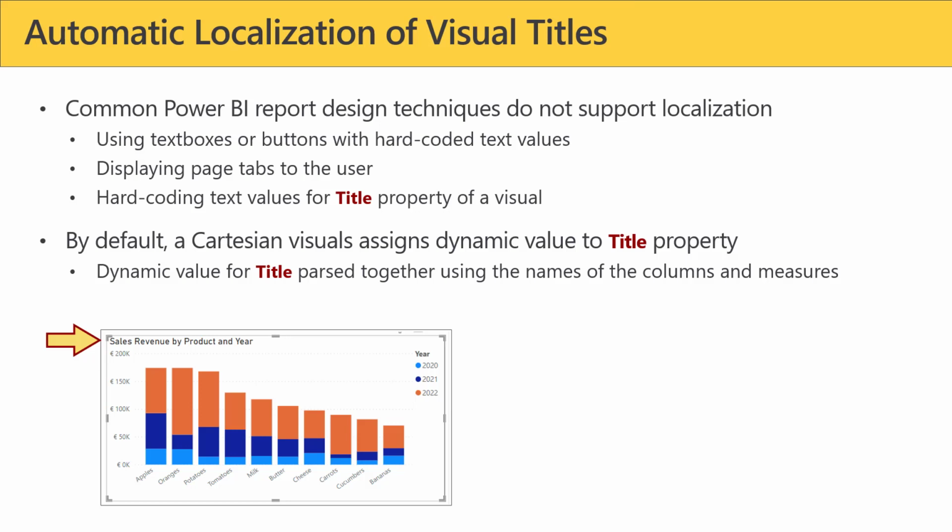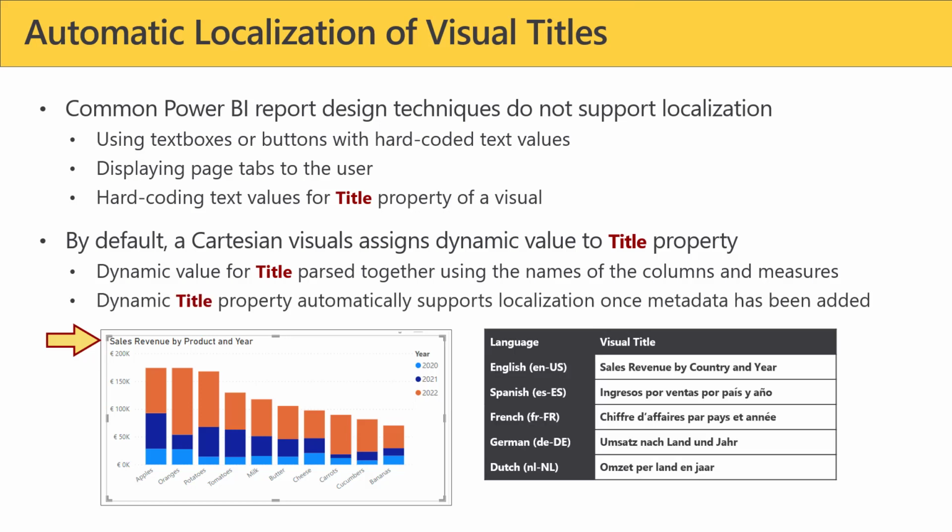So as long as you have supplied metadata translations for the measure sales revenue and for the columns product and year, what's really nice is as the language, or the language and culture, change for the current user, the visual title will automatically change as well. So once again, look for opportunities where you could leverage the built-in metadata as much as possible.